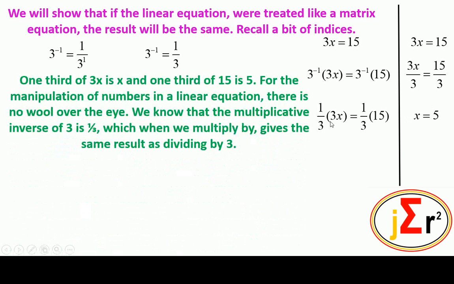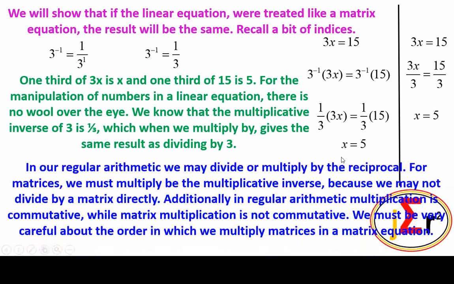Here, what will happen? 1/3 of 3x is x, and 1/3 of 15 is 5. For the manipulation of numbers in a linear equation, there is no wool over the eye. We know that the multiplicative inverse of 3 is 1/3, which, when we multiply by, gives the same result as dividing by 3. We will have the same result as dividing by 3 because we are multiplying by the multiplicative inverse. And the result will be, in the same breath, x is equal to 5.